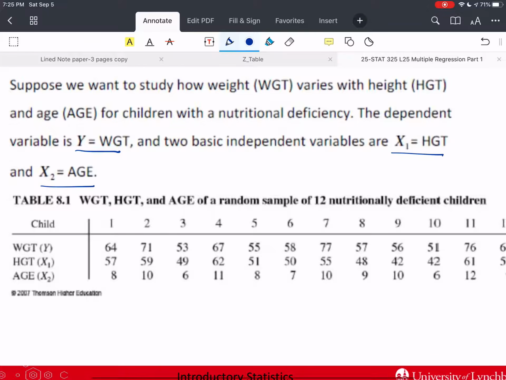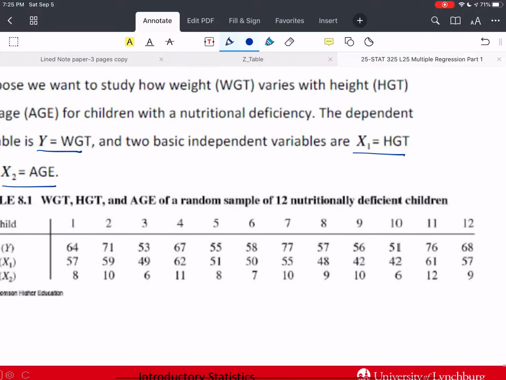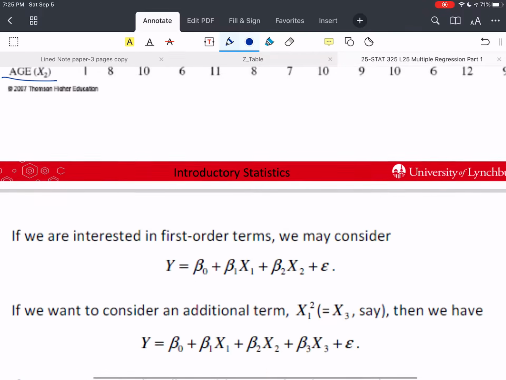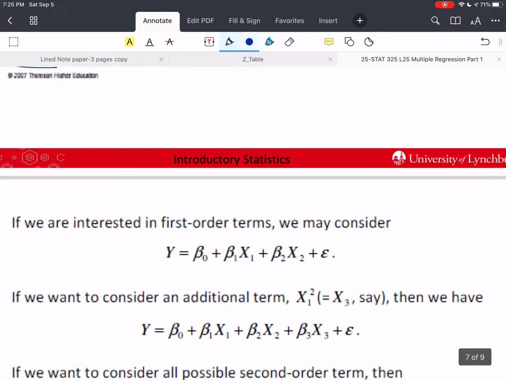Okay, and so here's our data. We have 12 children. Here we have our weight, we have our height, and we have our age. So we've assigned y, x1, x2. And so if we're interested in first order terms, we may look at this equation.